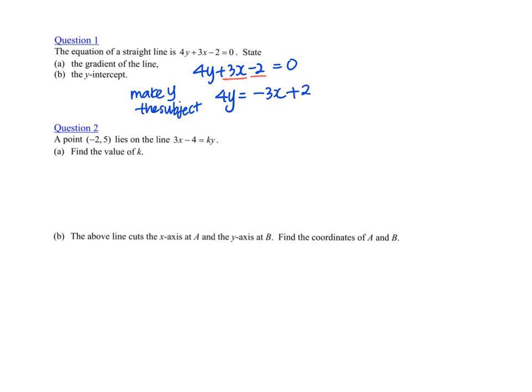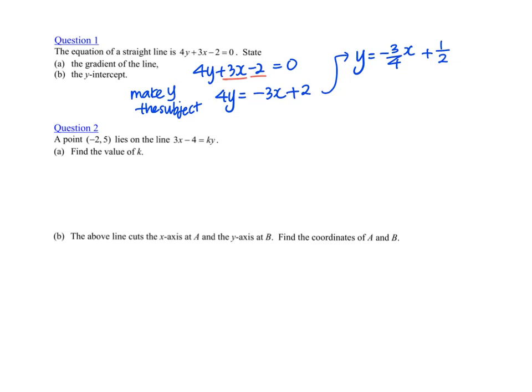But this is still not y yet. This is just 4y. So what I'm going to do now, I'm going to divide everything by 4. That means I'll get negative 3 over 4, and x belongs to the numerator, plus 2 divided by 4. 2 divided by 4 can be simplified to be half.